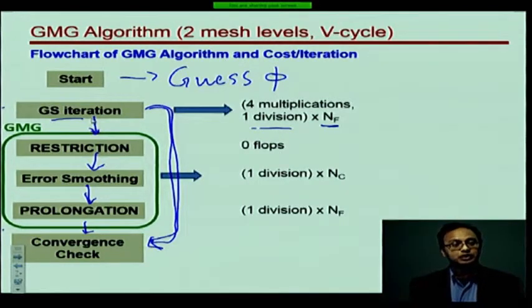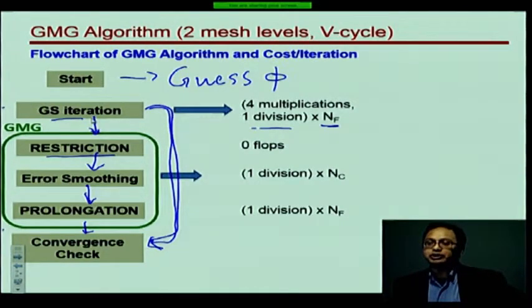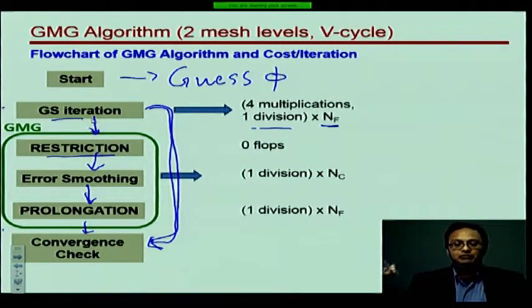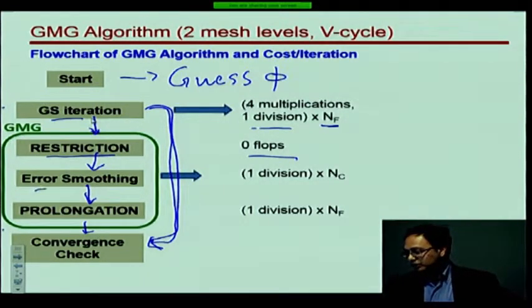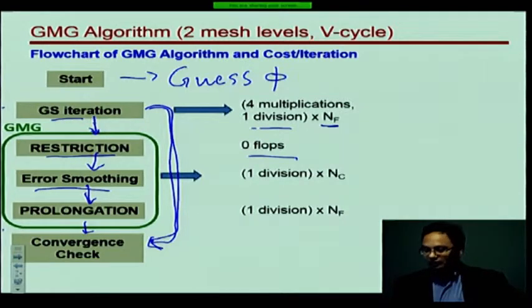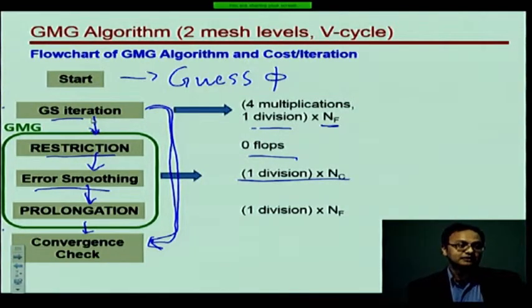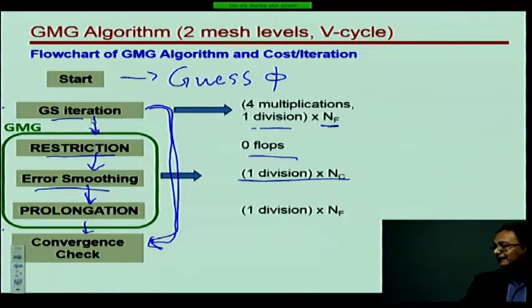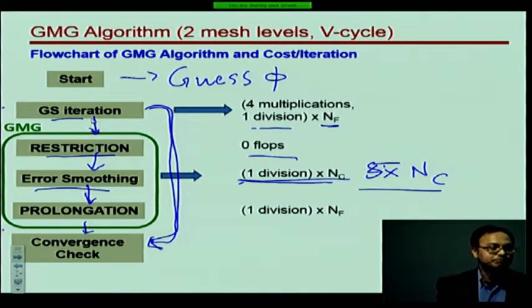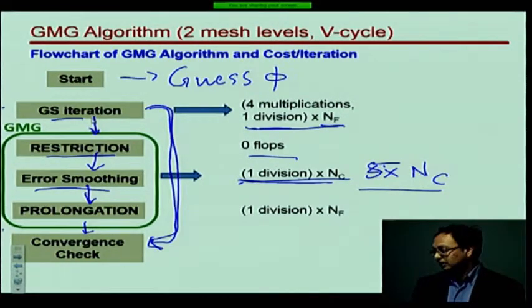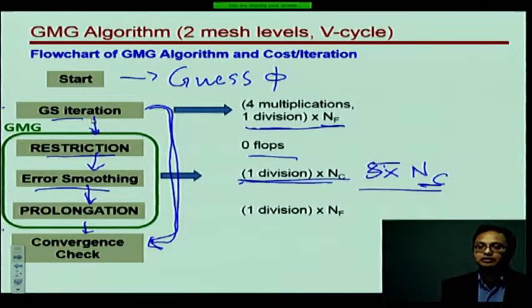In the case we are talking about, a simple Cartesian two-grid algorithm, restriction has no floating point operations. It's just a direct transfer of the residual from the fine mesh to the coarse mesh. Zero flops. Error smoothing, if you do one sweep of Gauss-Seidel, is just one division, as I said. If you're doing multiple sweeps, the first iteration will be one division times NC, and then 4 multiplications, so 5 times NC in subsequent sweeps. You still do 4 multiplications and 1 division, same as here, but NC number of times, not NF number of times. Remember, NC is 1/4 of NF. It's a considerably small number.